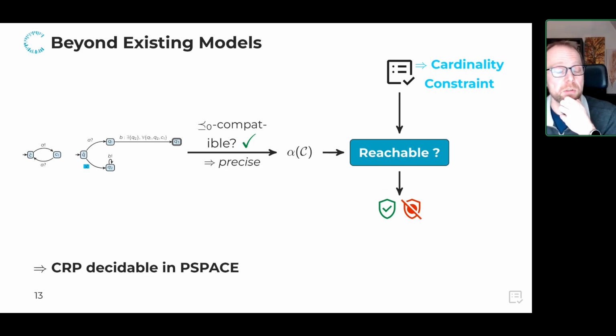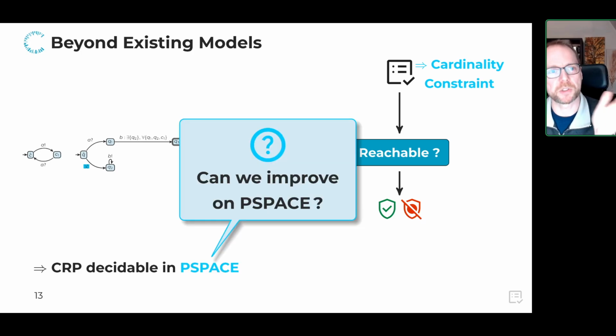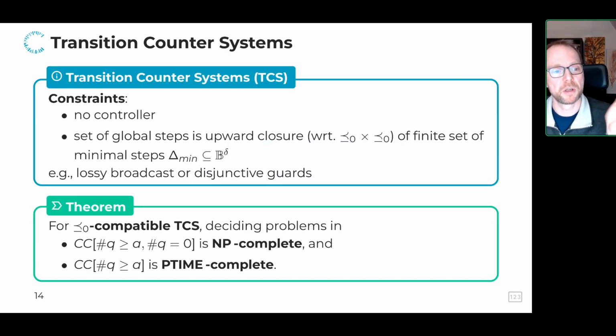Okay, so to summarize this part, and actually, let me just go to the conclusion. So I'll just say one sentence about improving this. We are inspired by existing results that for some of these models, the problem is decidable with a lower complexity. We also identified a subclass of our systems in which we match the complexity results that we get from this previous work. And it's essentially based on this additional condition. You can look it up in the paper if you're interested. And it holds, for example, for lossy broadcast and disjunctive guards.